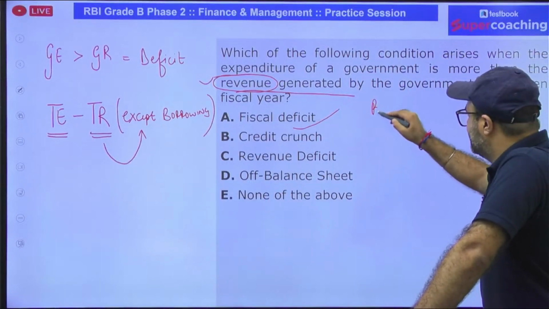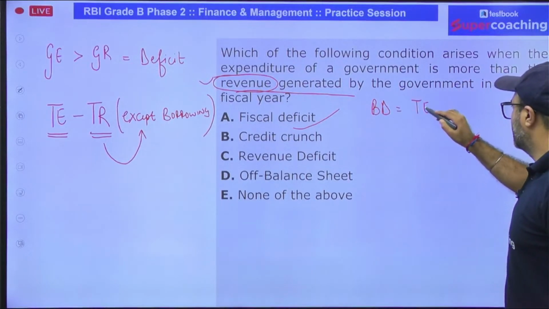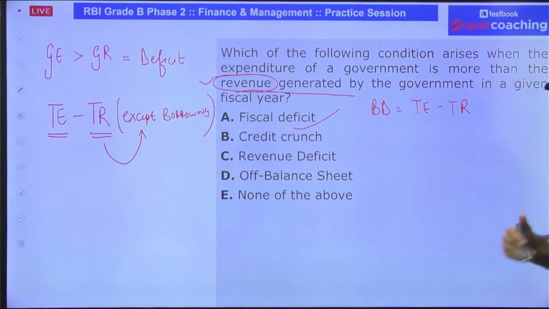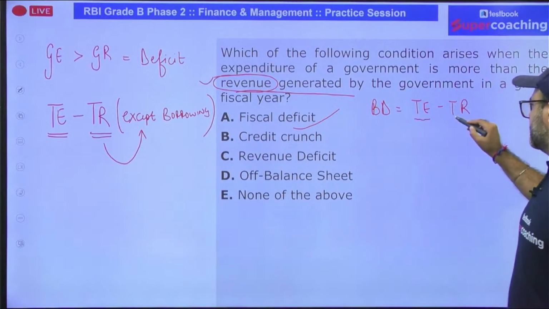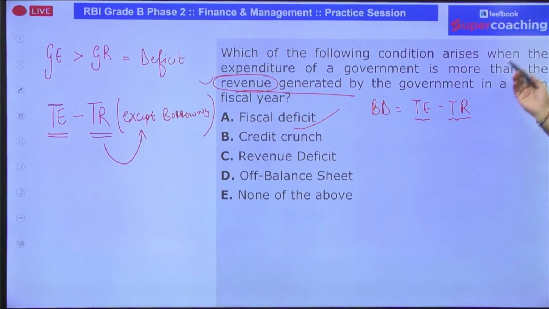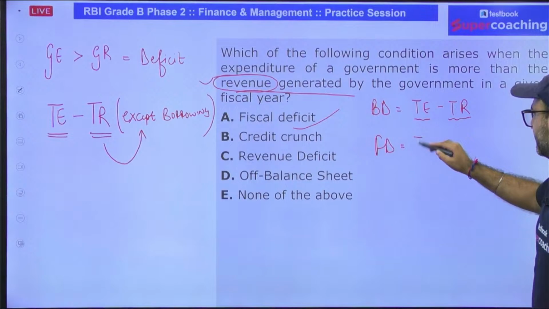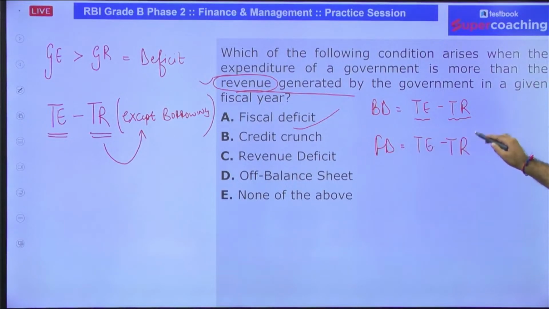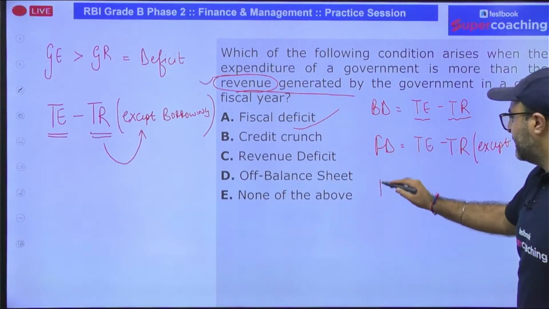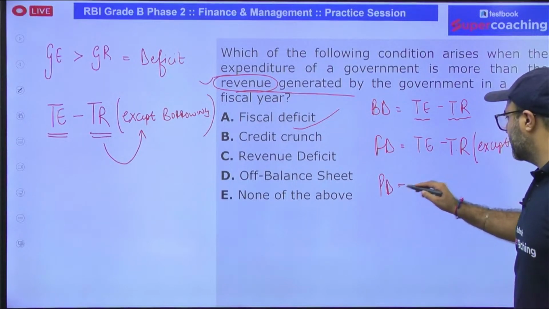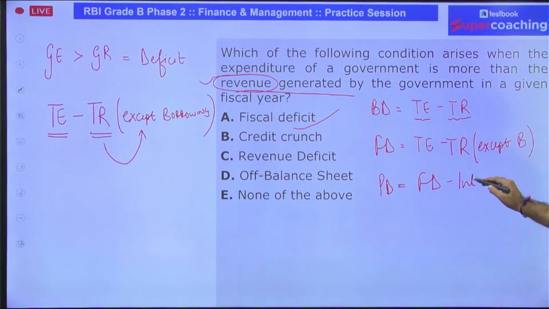See, we have budget deficit, which is nothing but total expenditure minus total revenue. Generally the budget deficit is made zero because the government tries to raise funds through borrowings in order to match the expenditure on its revenue side. Then we talk about fiscal deficit. Fiscal deficit is total expenditure minus total receipts, but out of the receipts we are excluding the borrowings. Then we have primary deficit, which is fiscal deficit minus the interest payment done by the government in that particular financial year.